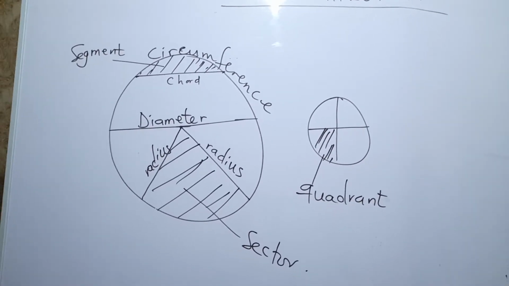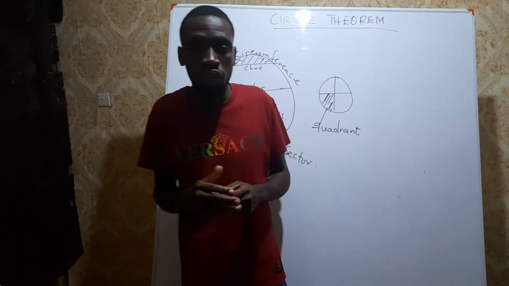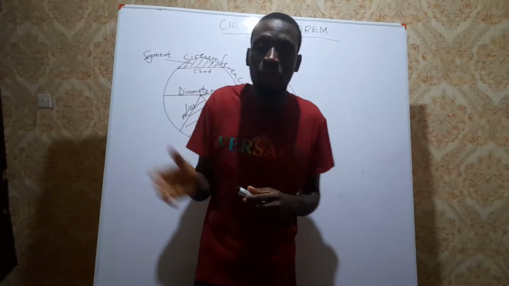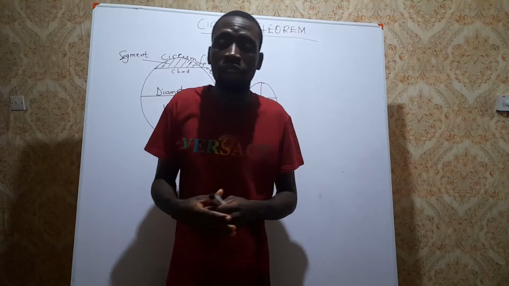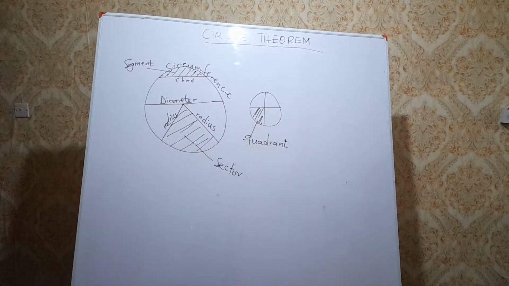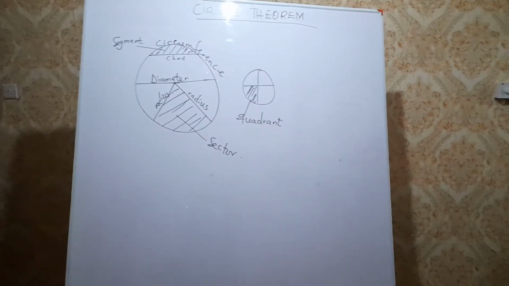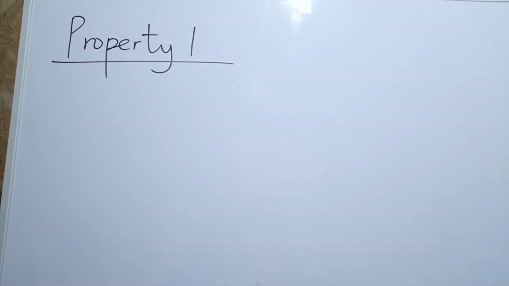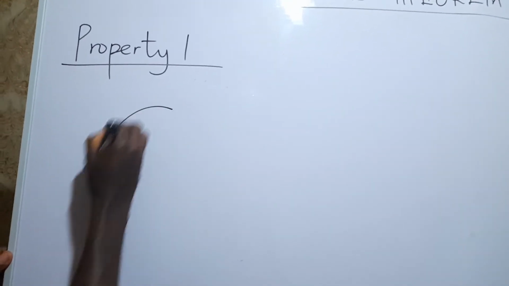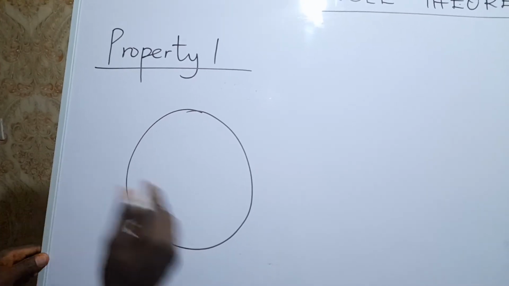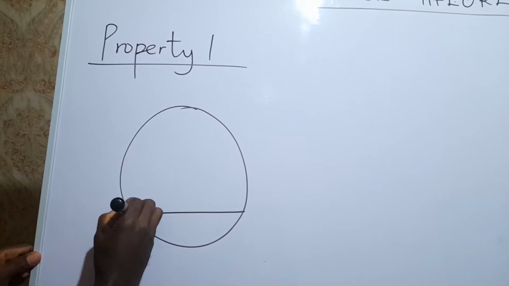Before you can solve problems covering circle theory, you must know the properties that govern circle theory. There are about 8 properties governing circle theory. Today, we'll look at 4 of them and their applications. So now let's look at the first property governing circle theory, or the first property of circle.